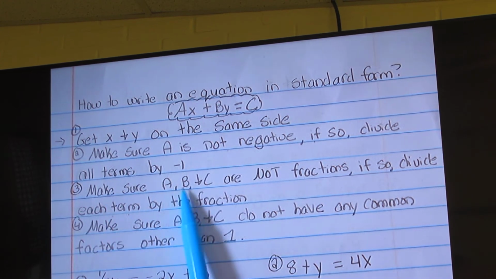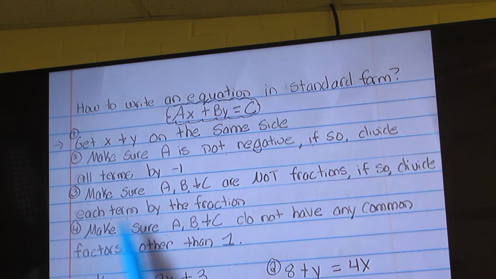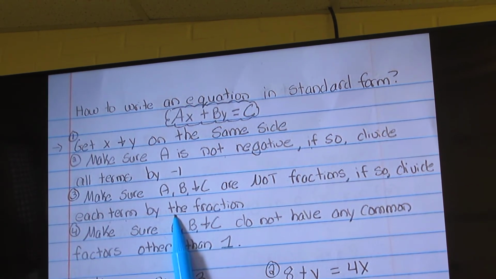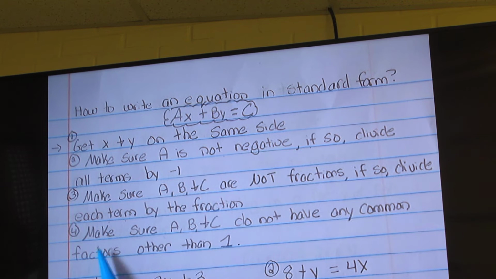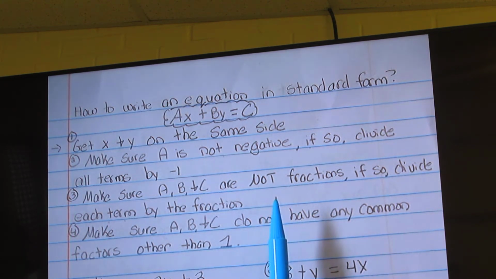Make sure a, b, and c are not fractions. If so, divide each term by whatever fraction it is. Number 4, make sure a, b, and c do not have any common factors other than 1. So make sure that if there's any number that fits into a, b, and c, that you divide out and simplify that.